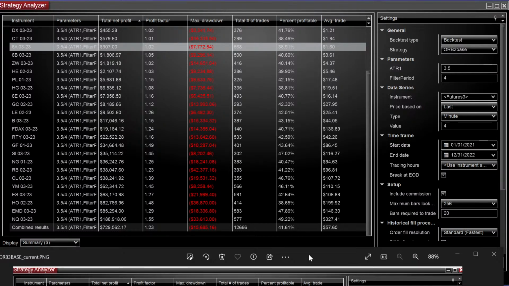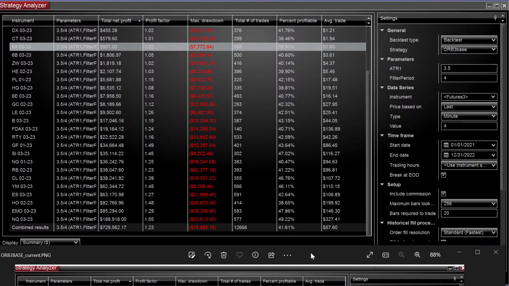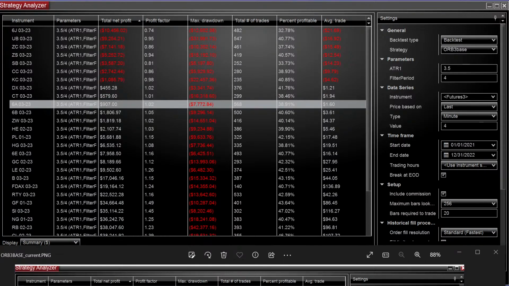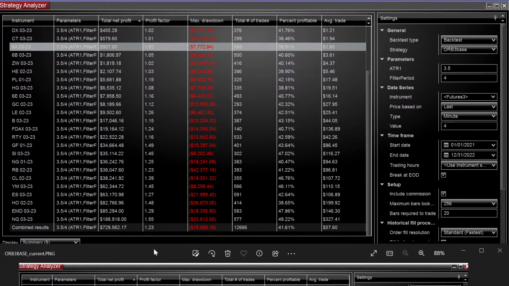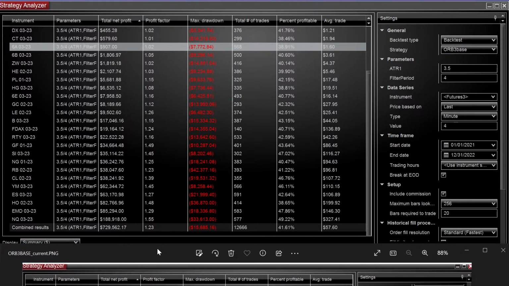Last time it was 723,000. Here it is 729,000. Before, the profit factor was 1.23. Here we're still at 1.23. Before, the drawdown was $15,064. So the drawdown did increase by $600.